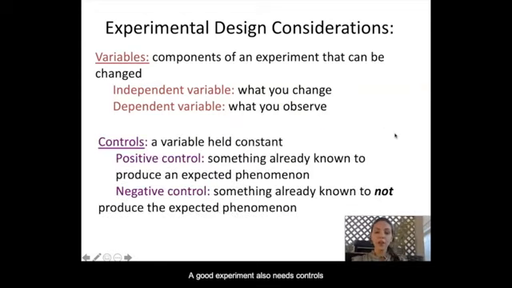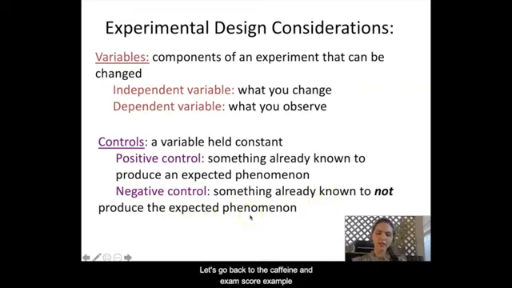A good experiment also needs controls. A control is a variable that's held constant. And there are two types, positive controls and negative controls. A positive control is something already known to produce an expected phenomenon, whereas a negative control is something already known to not produce the expected phenomenon.